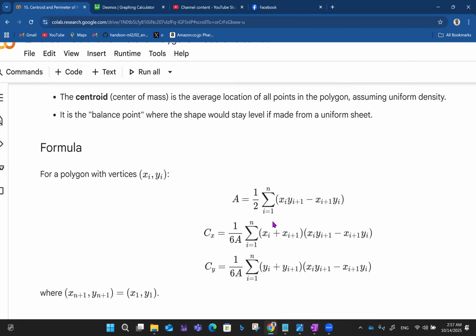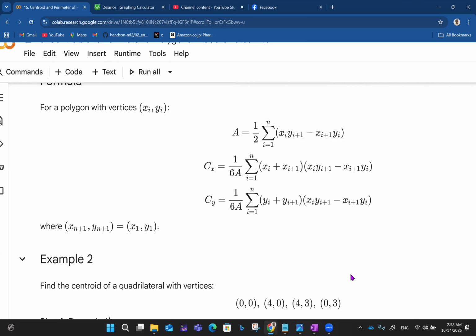And then for the centroid, Cx is 1 over 6 times the area, into this whole expression. Then for the y component, we have 1 over 6A into all of that for the y, like that. Not forgetting that xn plus 1, yn plus 1 is the same thing as x1, y1.